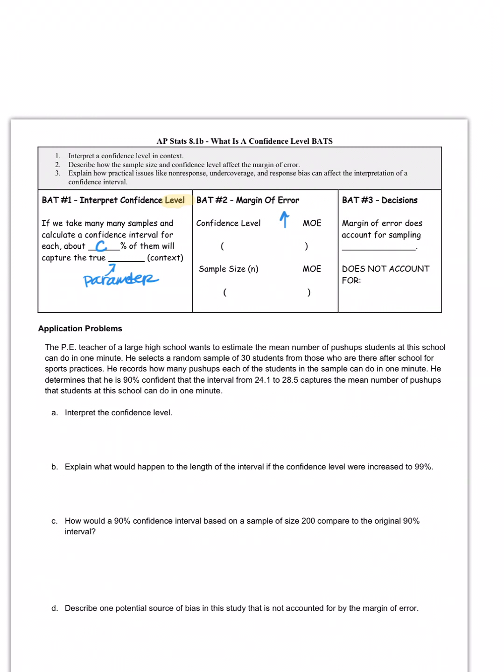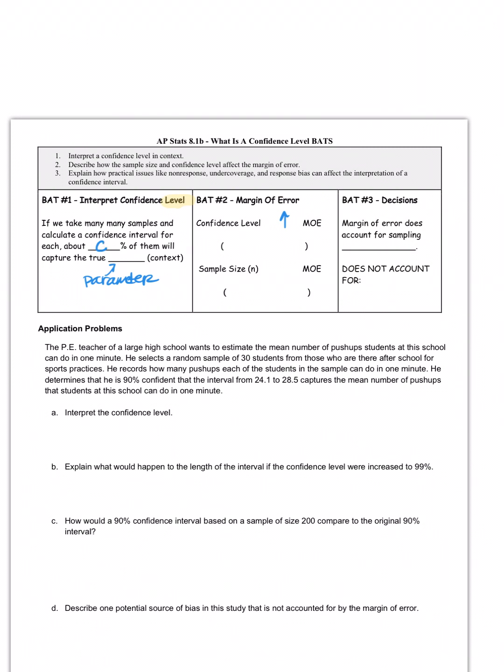In the last lesson, when we did confidence interval, our sentence was like, we are 95% confident that the interval from A to B captures the true proportion of whatever. This is level. So it looks like this. This is if we take many, many samples and calculate a confidence interval for each, about 95% of them will capture the true parameter. So C is our confidence level that we're looking for.